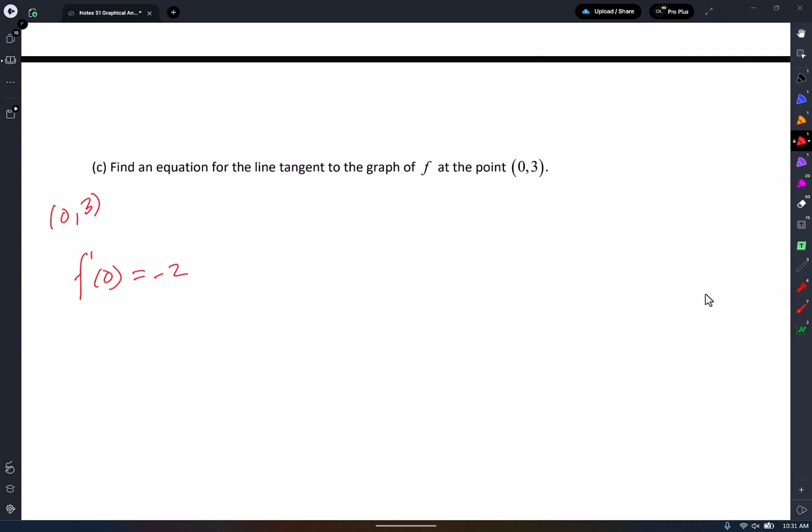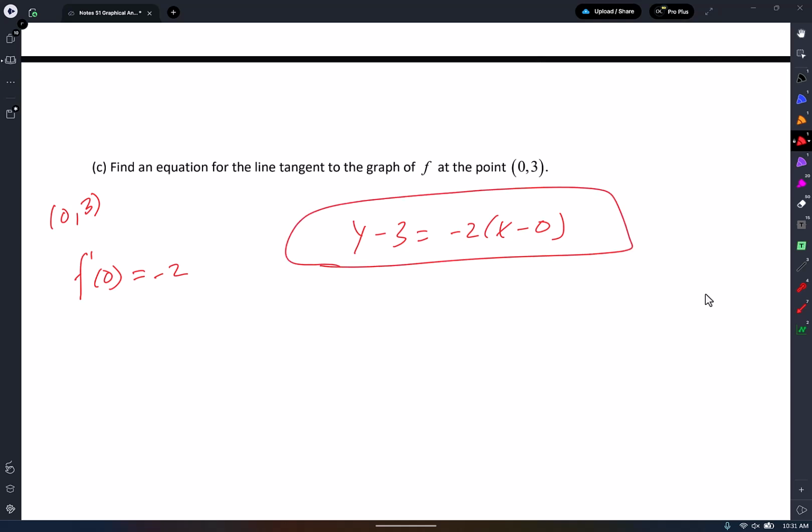There it is, guys. I'm done. y minus 3 equals negative 2 times x minus 0. Is that all they wanted? Done. You can leave it alone. f prime of 0, not f prime of 3. That's the x value. That's my point. So f prime is 0. I think that's it. They don't want me to do anything with it, right?